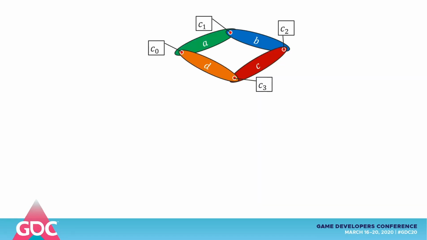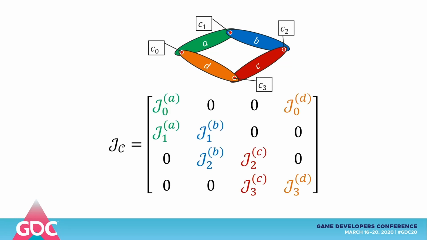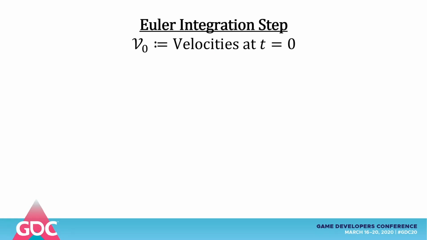Here is an example of a mechanism with 4 bodies and 4 constraints. And this is how the Jacobian would look. Each block of rows corresponds to a constraint, and each block of columns corresponds to a body. The most important thing to notice is that each row of the Jacobian contains 12 non-zero elements. It is a sparse matrix. We are now ready to describe the integration step.